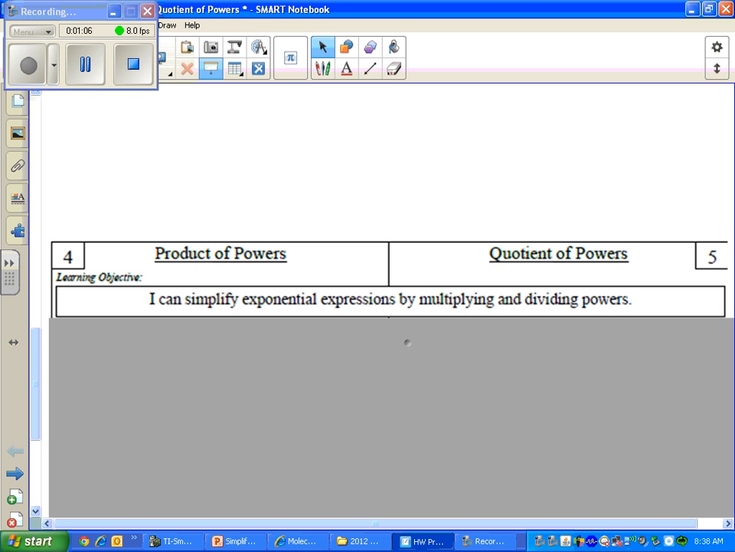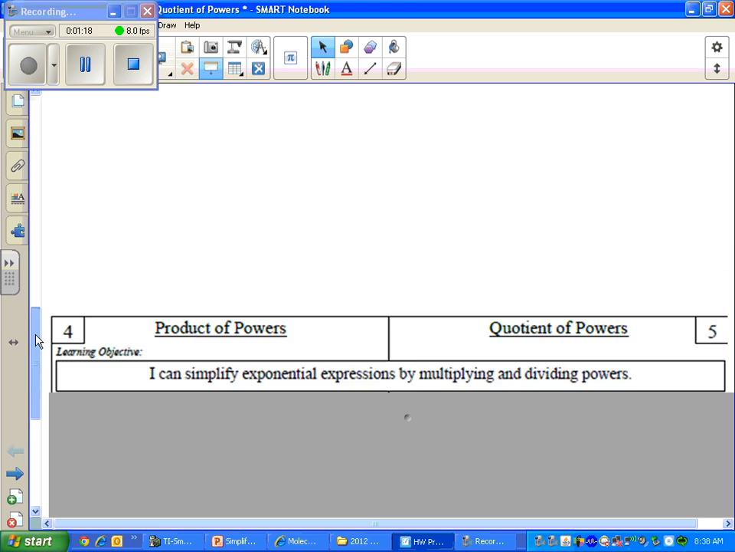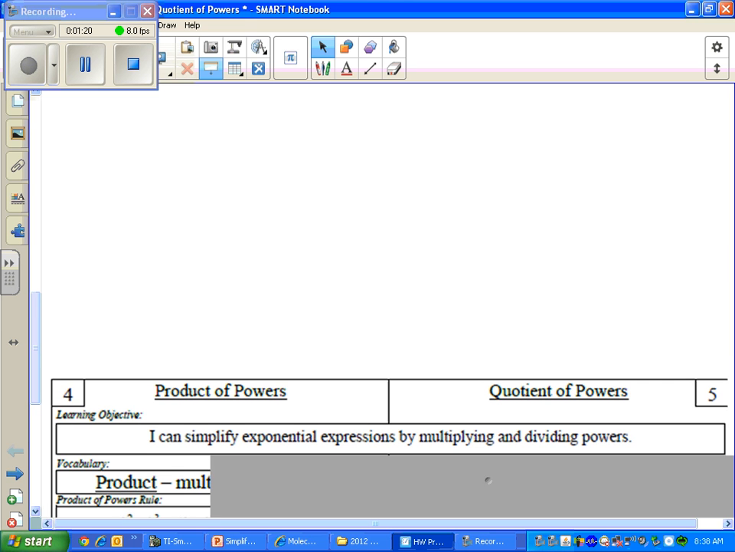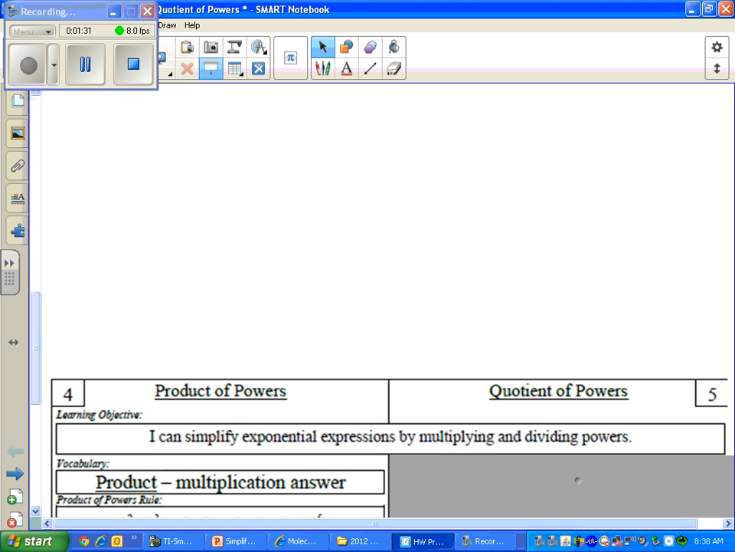Now remember, at any point in time, if I'm going too fast, you can pause the video and have me repeat it, or at least slow me down. Okay, so let's concentrate over here on page 4 on the product of powers. And let's do a little bit of vocab. The vocab word here is the word product. You've got to remember what that word means. Remember that a product is just the answer to a multiplication problem. So put down: multiplication answer.